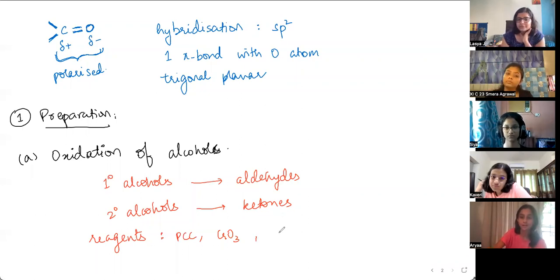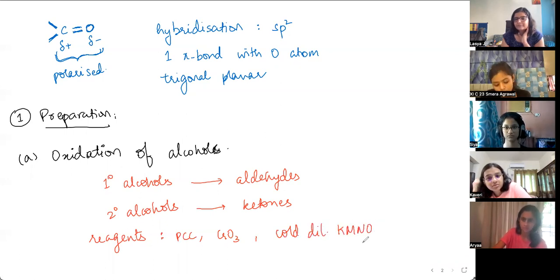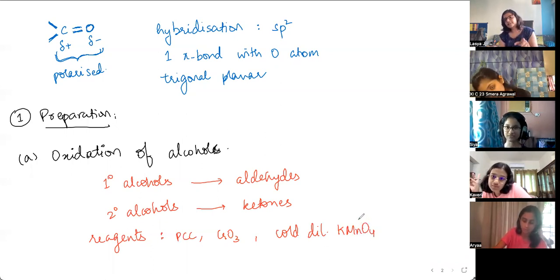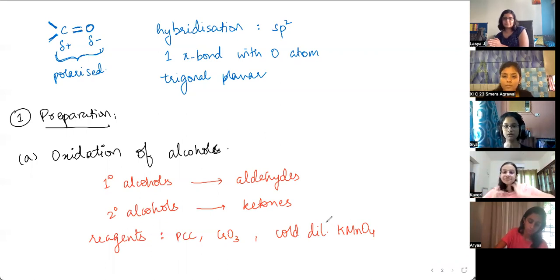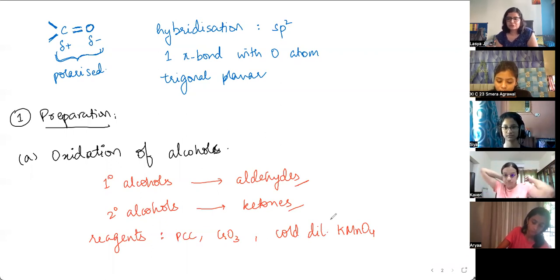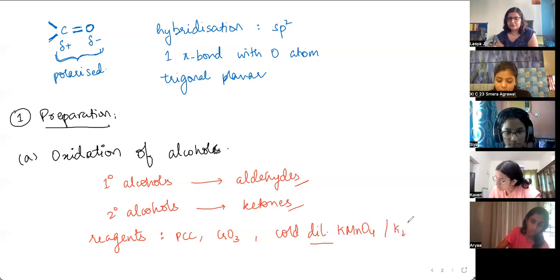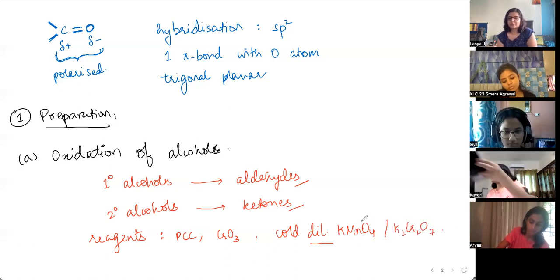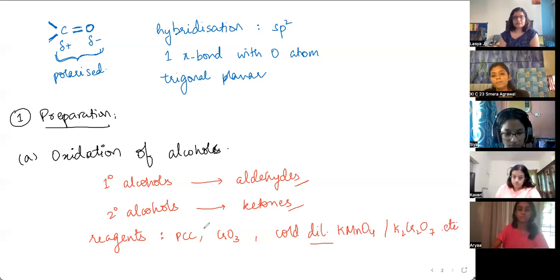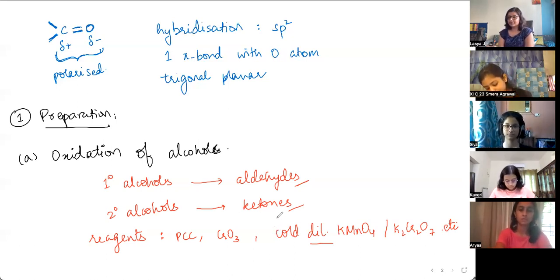Yes, KMnO4, but it needs to be dilute KMnO4. When we say acidic KMnO4, why is that? Because the strength is higher, it's going to oxidize it to an acid. But we're talking about preparation of aldehydes and ketones, no? So make it dilute, reduce its strength. KMnO4 or K2Cr2O7, permanganate, dichromate, etc. You can look back in the oxidation of alcohol section. So that's one way of preparing it.